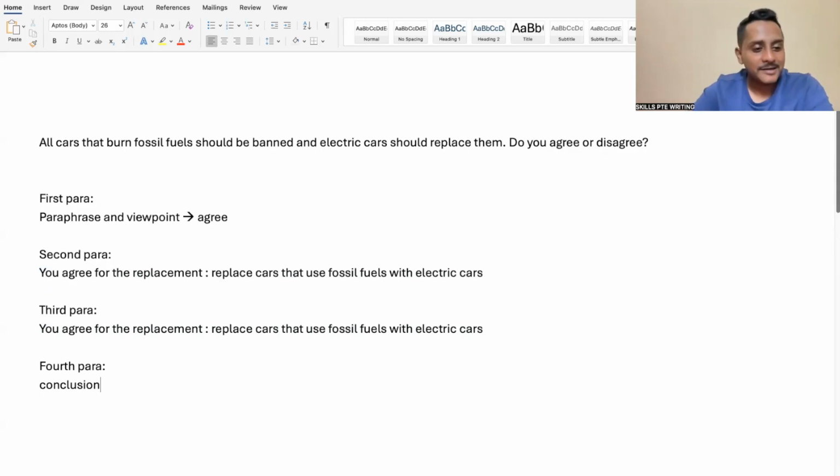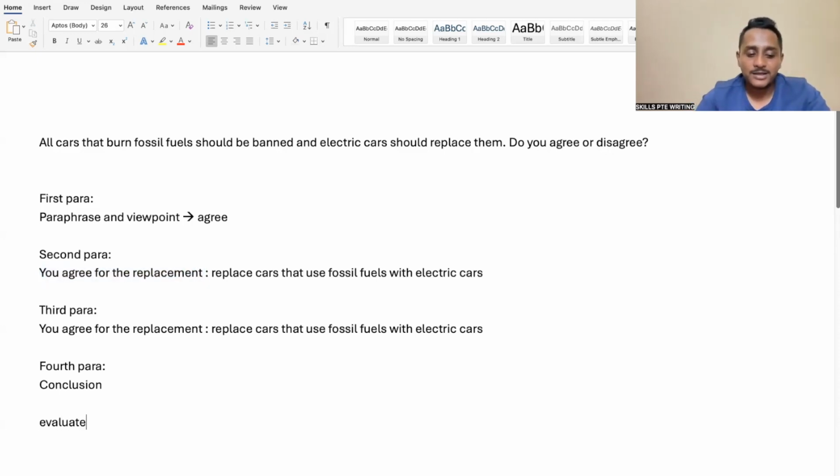Now, the second paragraph says you agree for the replacement. Why we should replace the old cars, I mean the petrol or diesel cars, with electric cars. That entire thing, because the petrol cars, diesel cars would do these things. And this can be overcome using electric cars. As a result, use electric cars instead of fossil fuels. Third paragraph, similar thing, but with a new idea. Now let's write the idea generation.